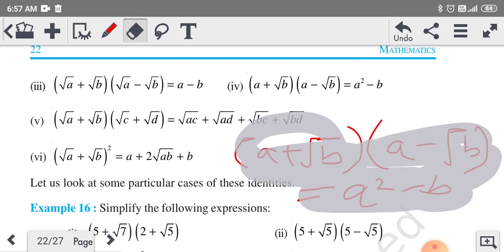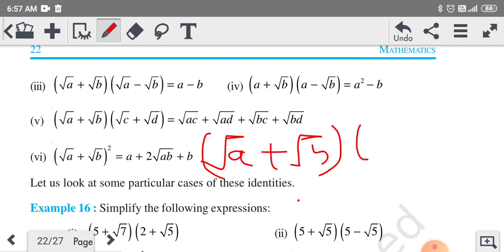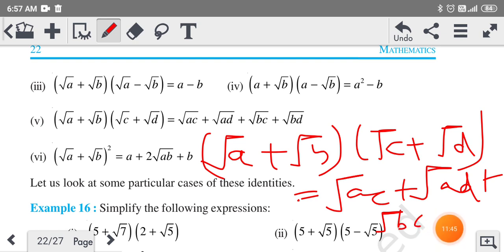Under root of a plus under root of b into under root of c plus under root of d, इसके इक्वल है, that is under root of ac plus under root of ad plus under root of bc plus under root of bd. So this is the answer.